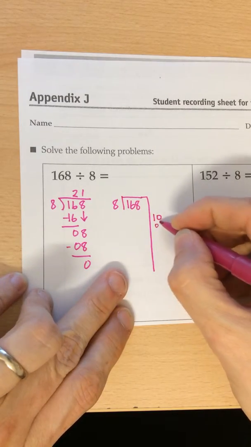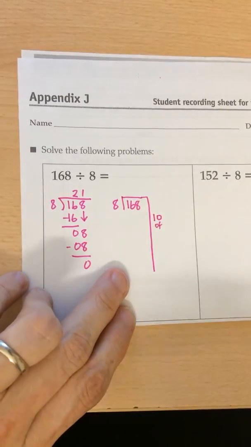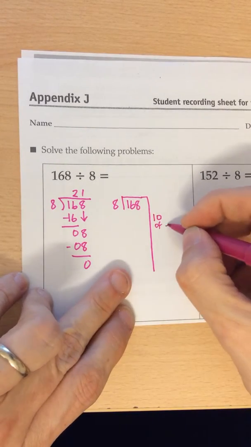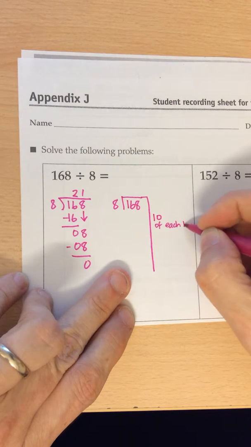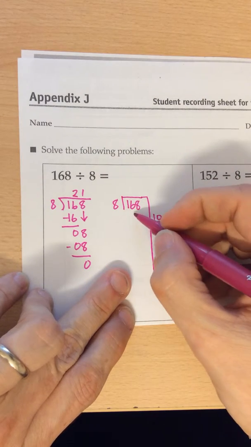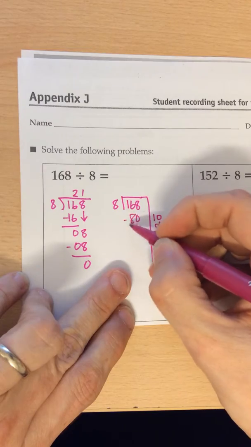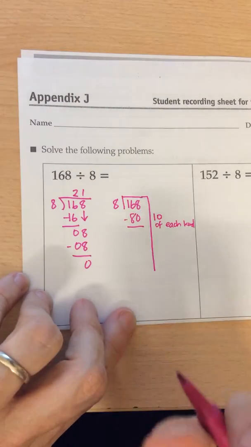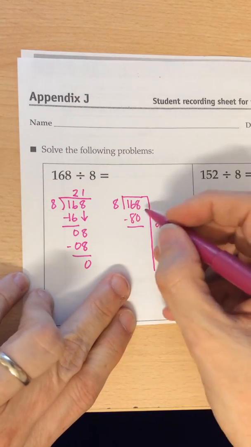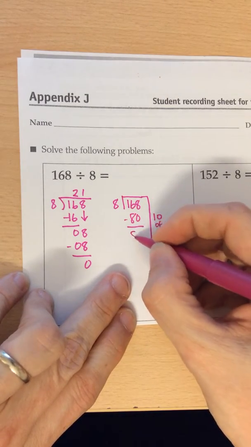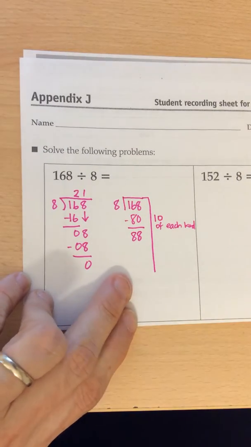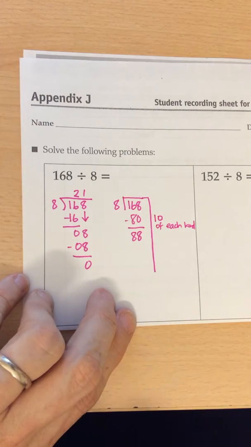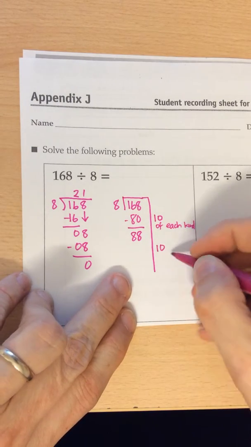And I've been really prompting the kids to put down what this 10 means. So I could have them right here, 10 of each kind. If I put in 10 of each kind, it means that I've put 80 candy bars into my vending machine. And now I need to figure out how many spaces I have left. Well, 168 minus the 80 that I just put in gives me 88 spaces left. Could I put in 10 more of each kind of candy bar? Well, yes, I could.